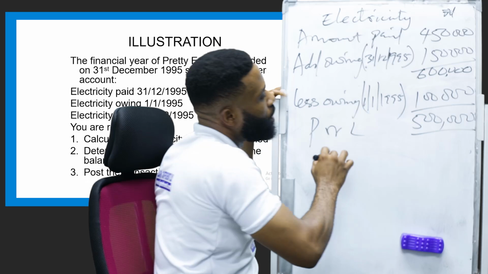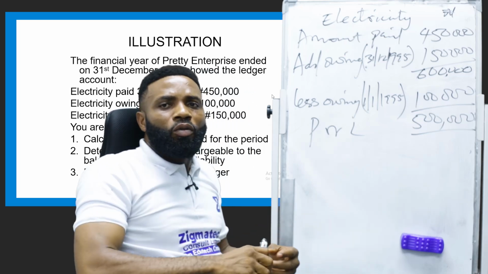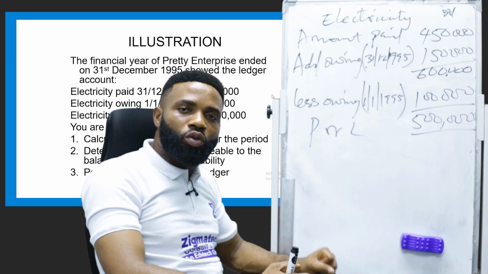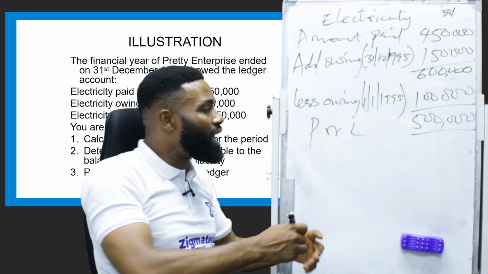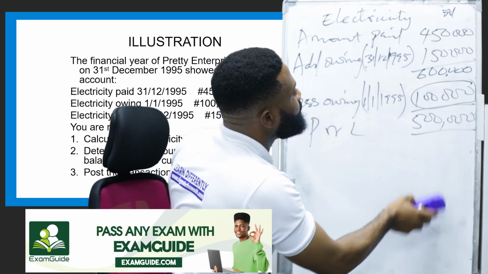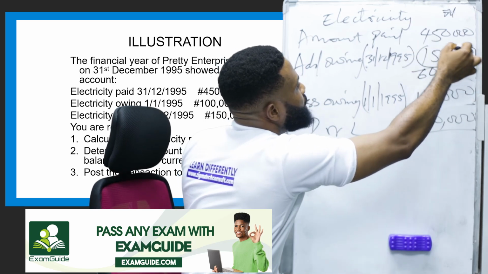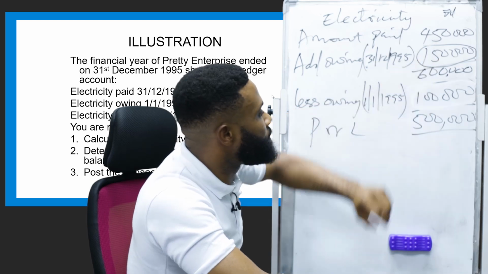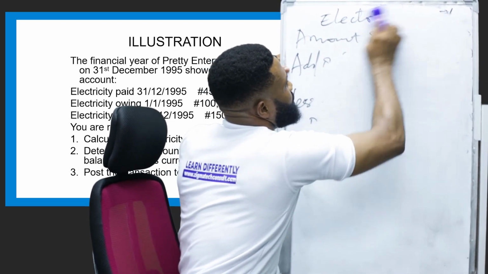This is what goes to your profit or loss, 500,000. Now we have answered the first question: calculate the electricity paid for the period. Electricity for the period is 500,000. Question 2 said, determine the amount chargeable to the balance sheet as a liability. It is not 100,000, but 150,000. This is what you are owing at the end of the period. So the amount that goes to your balance sheet is 150,000 as owing.